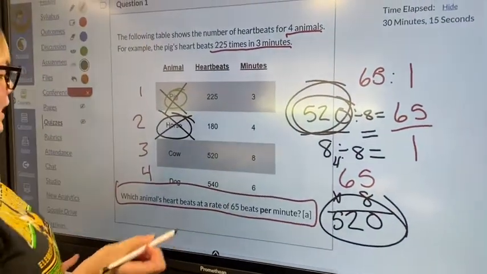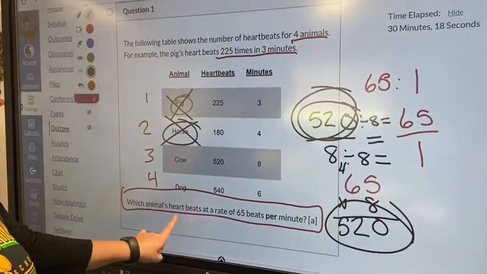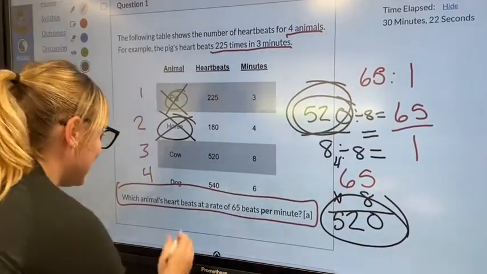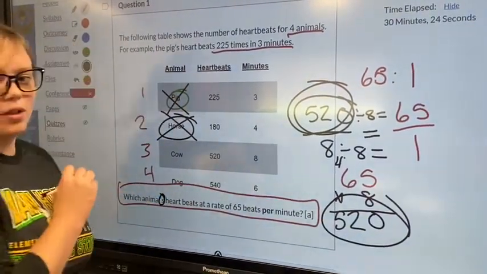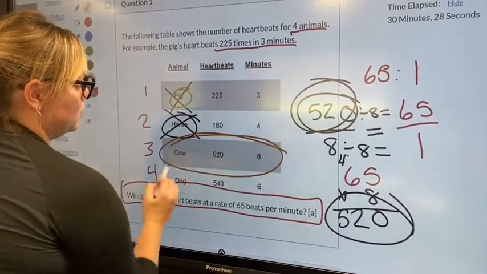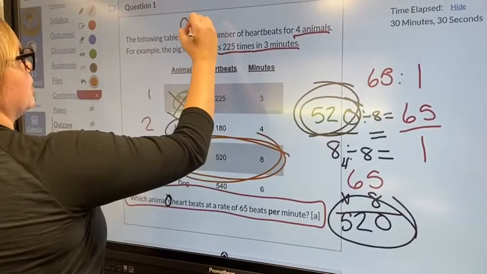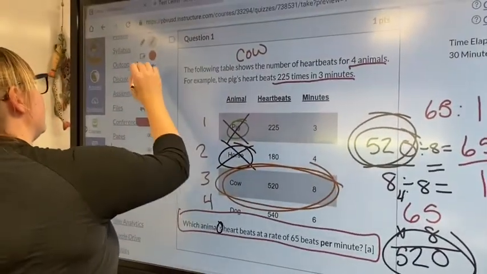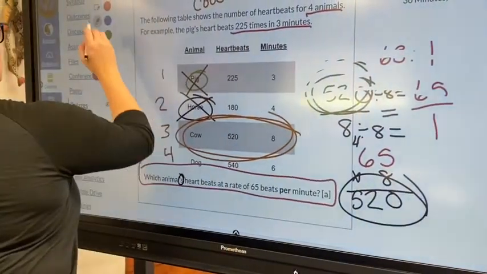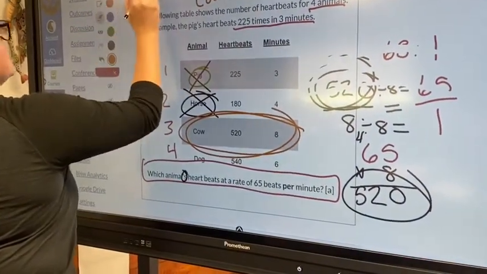And if I go back, it says which animal's heart beats at a rate of 65 per minute. So this S right here says it's possible there could be more. But right now I know that cow is the winner. So I'm going to write cow up here already. Okay? And then I'm going to grab this and erase. It's going to take me a second because for some reason it's very small.